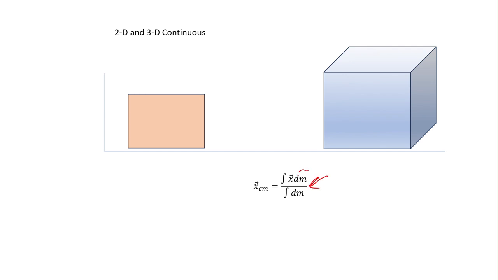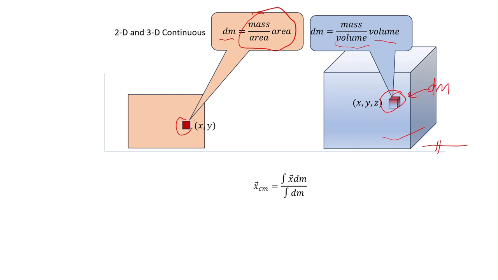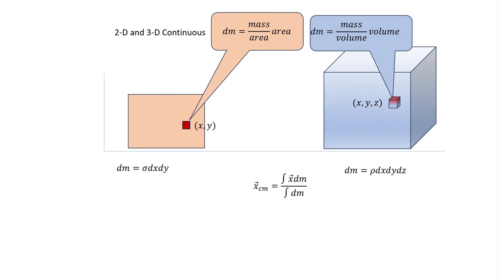So I still need to know dm, and dm looks different. If it's an area, then dm is mass per unit area times area. If it's a volume, then it's mass per unit volume times volume. In other words, instead of breaking up a line into tiny slices of a line, a cube is made of tiny cubes. Each cube has a mass dm. A square is made of tiny squares, and each square has a mass dm. So what does that look like?